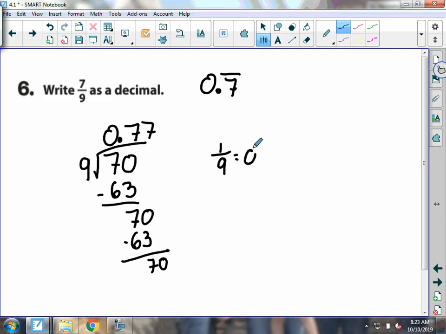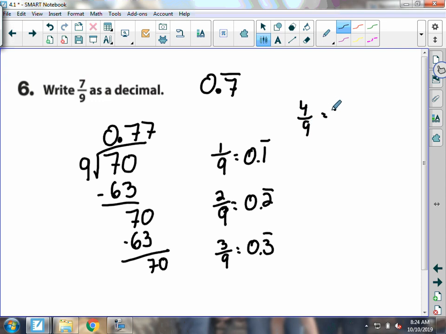1/9 is going to be 0.1, the bar notation over the 1. 2/9 is going to be 0.2, the bar notation over the 2. 3/9, 0.3 with a bar notation. 4/9, 0.4 with a bar notation. You see the pattern? 0.5 repeating.